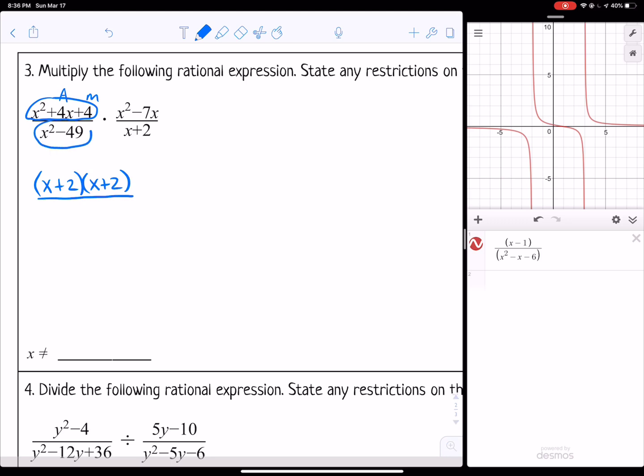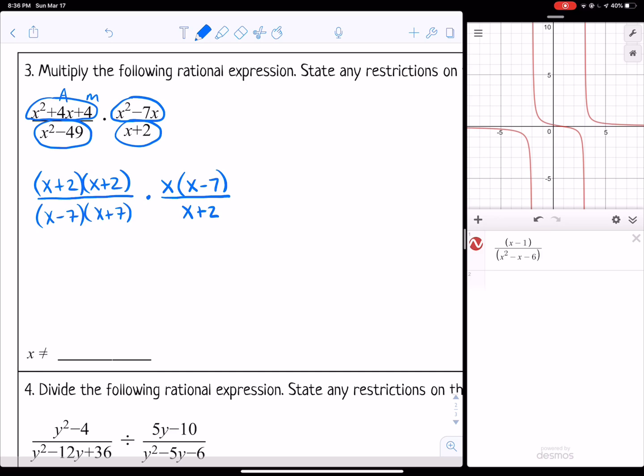At the bottom, I have a difference of 2 squares. So x squared minus 49 would factor into x minus 7, x plus 7. In my next numerator, it's just a greatest common factor that I could take out, which is x. And I have x times x minus 7. At the bottom, we can't really do anything with x plus 2, so just bring that down. So you always want to make sure that if you multiplied your factors back together, you would get what you started with. So always keep that in mind when you are factoring.